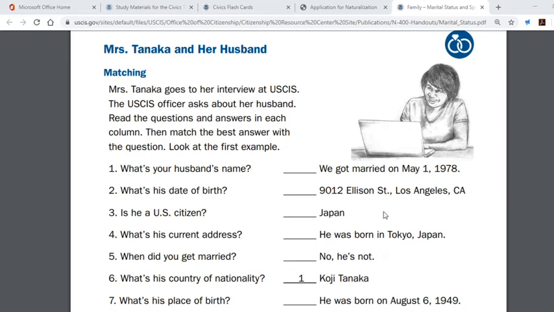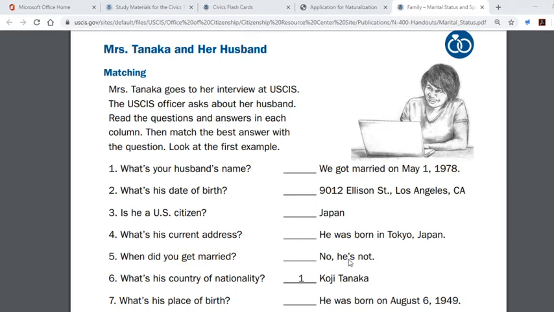Okay, number 2, what's his date of birth? Which one do you think? Date of birth. Right. He was born on August 6, 1949. Now, let's look at question number 3. Is he a U.S. citizen? No, he's not.